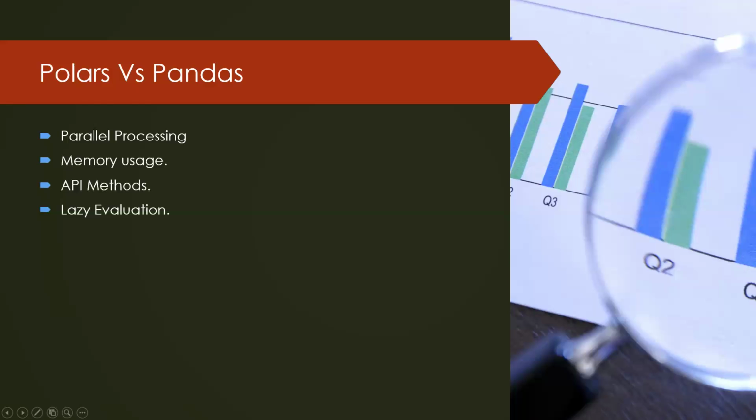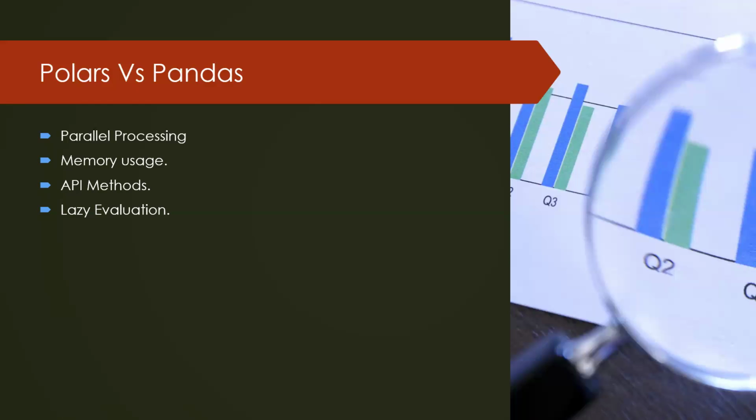Next, which is the big major difference between Polars and Pandas, is lazy evaluation. Lazy evaluation is another area where Polars shines. Unlike Pandas, which computes results immediately, Polars delays execution until absolutely necessary. This can significantly speed up operations by reducing unnecessary computation.